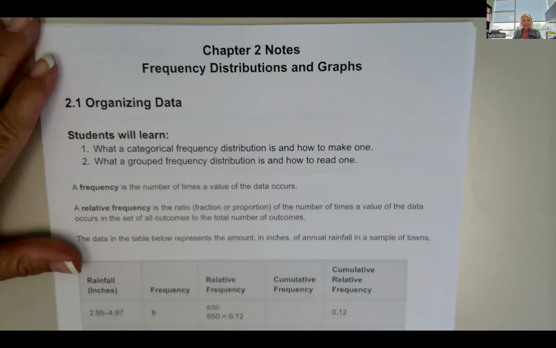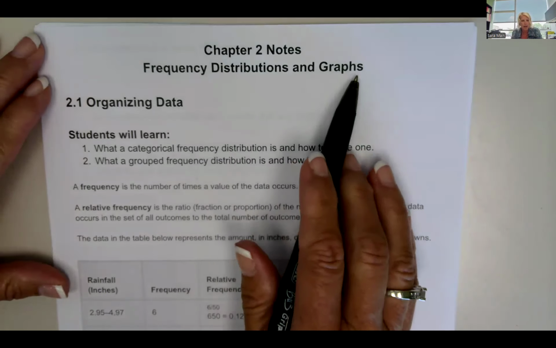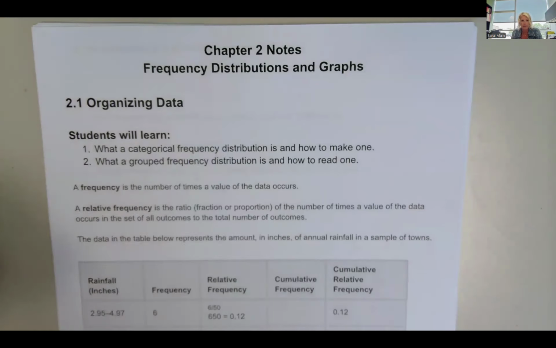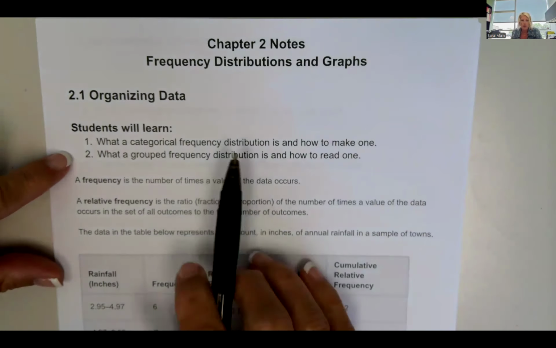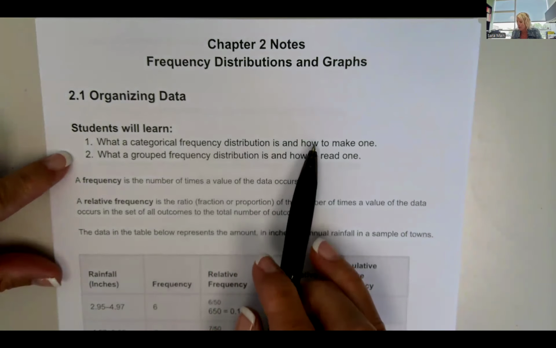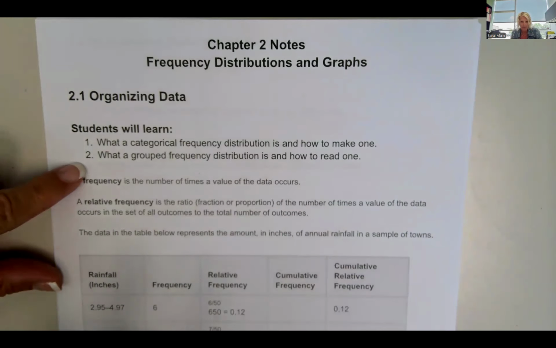This chapter is all about frequency distributions and graphs. In this very first lesson, we're going to learn how to organize our data. You're going to learn what a categorical frequency distribution is and how to make one. You're going to learn what a grouped frequency distribution is and how to read one.